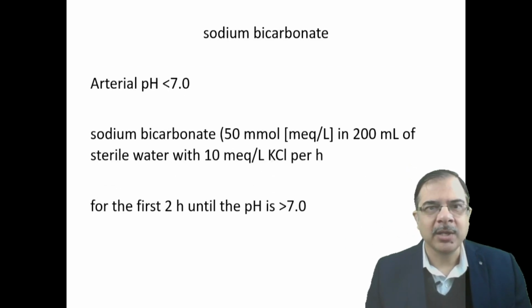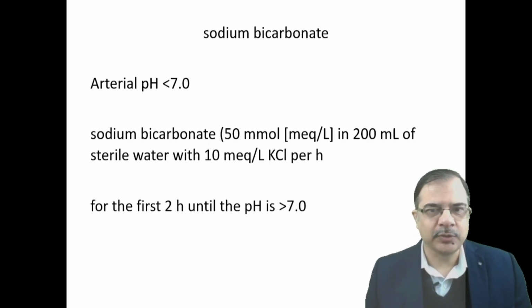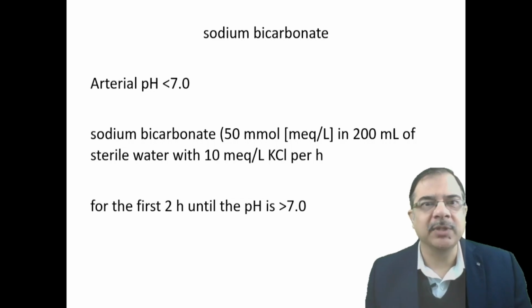Now, soda bicarb will be given when the pH is less than 7, and the dose is 50 millimoles in 200 ml of sterile water with 10 milliequivalents per liter of KCl per hour for the first 2 hours or until the pH is 7. So as soon as the pH becomes 7, we will stop the soda bicarb.